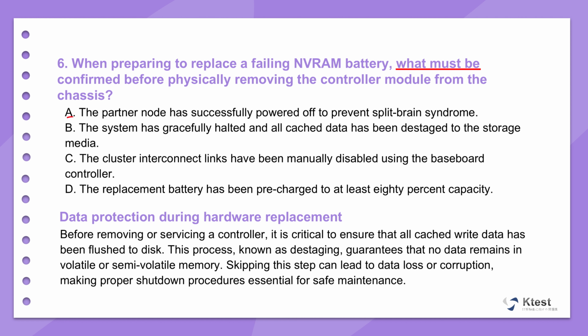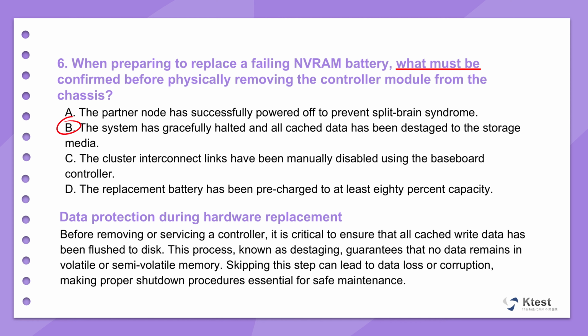Yes, B is correct. Because if you just yank the controller out while the battery is dying, anything floating in that NVRAM quick save state just vanishes forever the second the physical connection breaks. Brutal. So why are the other options such bad ideas? Option A says power off the partner node. Powering off the partner node would actually cause a massive self-inflicted outage. You want the partner alive so it can take over operations while you service the broken controller.